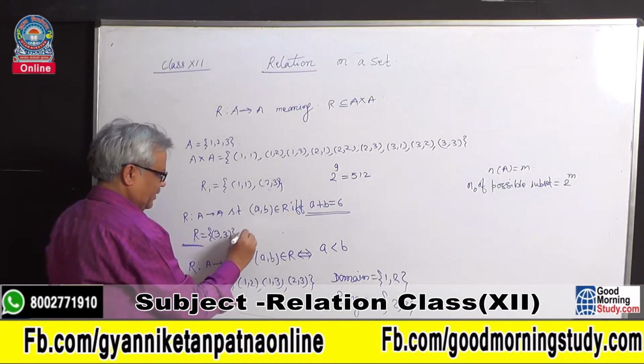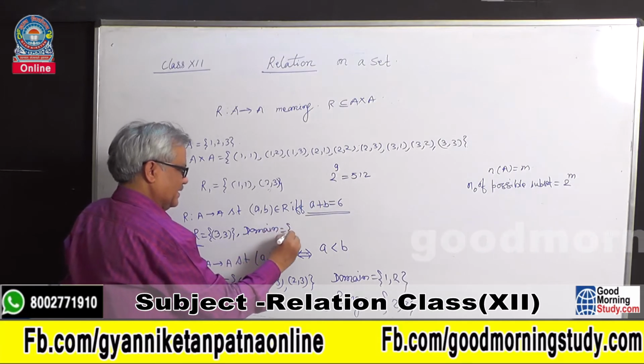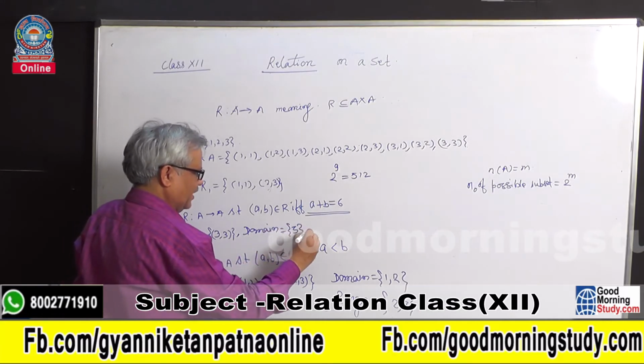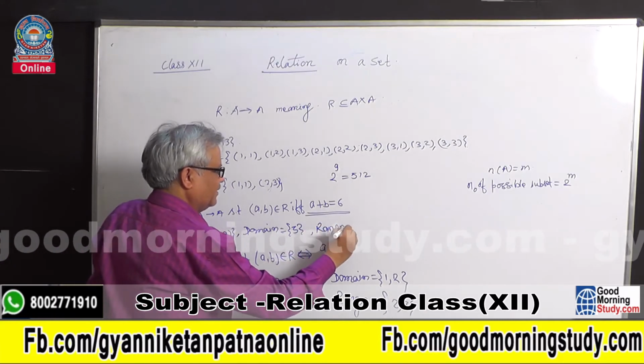Here, for this example, the domain is the set having the element 3 and the range is also the same.